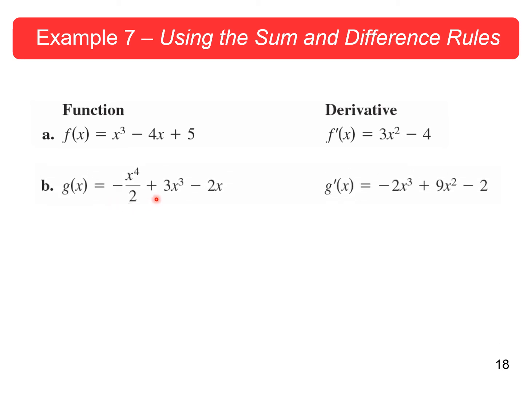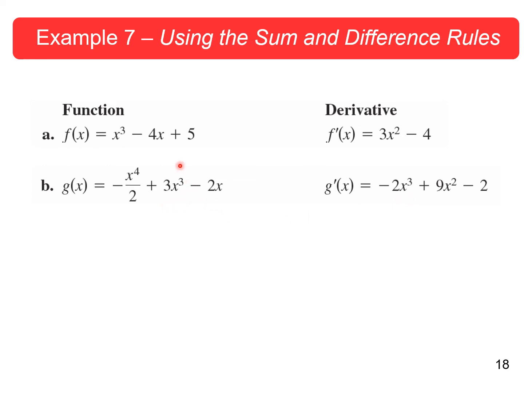Here, let's differentiate this. So to differentiate g of x equal to negative x to the 4th over 2 plus 3x cubed minus 2x, you just differentiate each term. Derivative of this is equal to negative 2x cubed. So you take out negative 1/2 and then differentiate x to the 4th. You have 4x cubed. And then simplifying that, that's how you get negative 2x cubed.